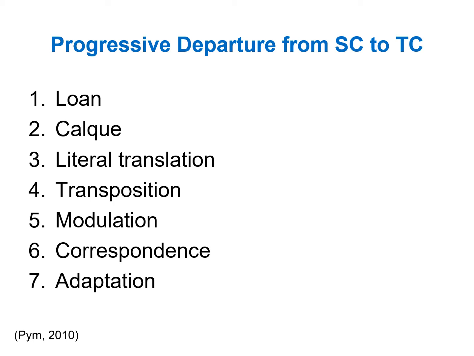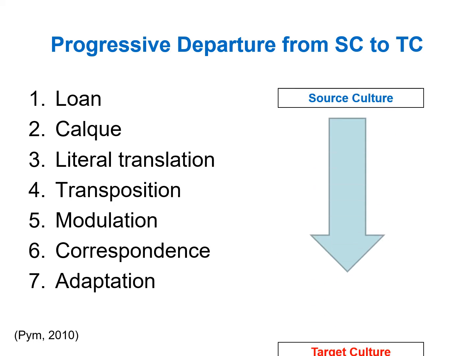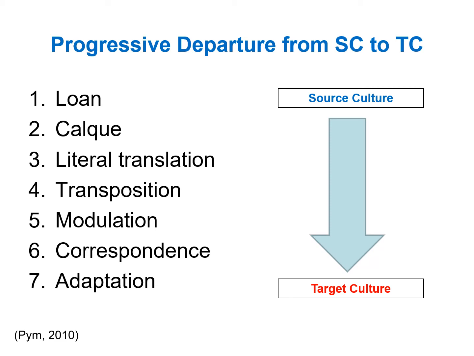Note the movement or shift as we go down the list of procedures provided by Vinay and Darbelnet, from the source culture to the target culture. We start with loan, where we are borrowing or loaning words from the source text. Then we can calque, literal translation, transposition, where we tamper with the grammar, and modulation, where we tamper with the point of view, semantically speaking. Then we find equivalence or correspondence for idioms or marked language like proverbs, and then we adapt cultural units.